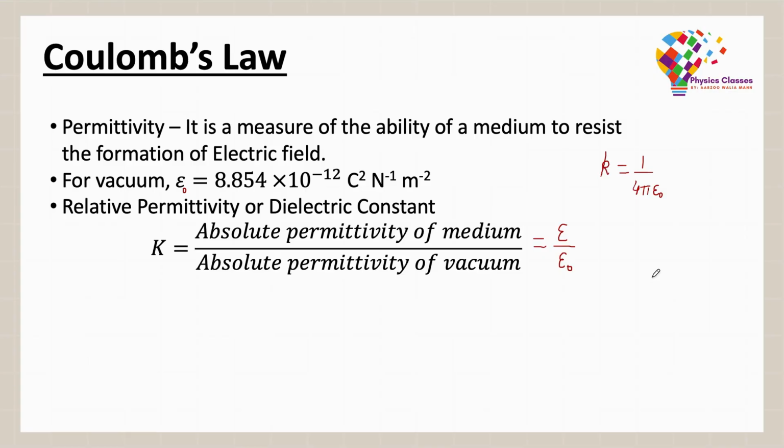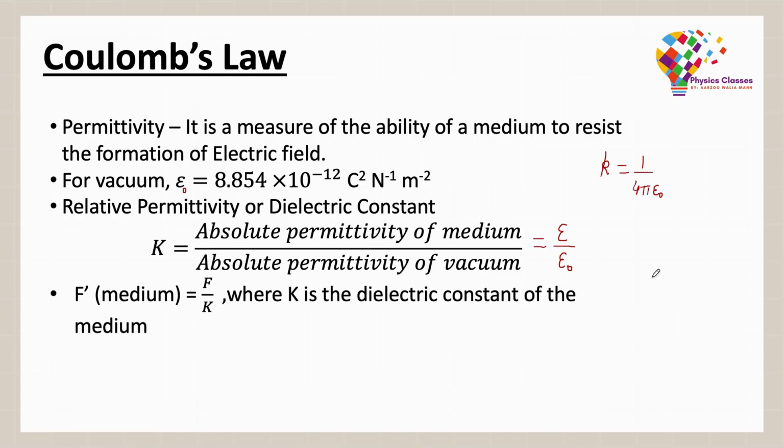Now, as I told you over here, we have the Coulomb's force, which is F equal to K Q1 Q2 by R square. This is how we have defined my Coulomb force, K Q1 Q2 by R square. Now, this same force, if you talk about it, the relative permittivity or dielectric constant is simply epsilon by epsilon naught.